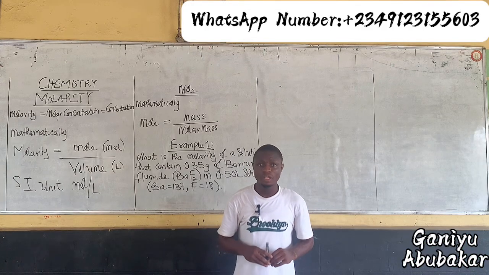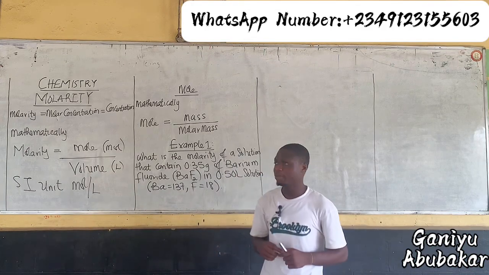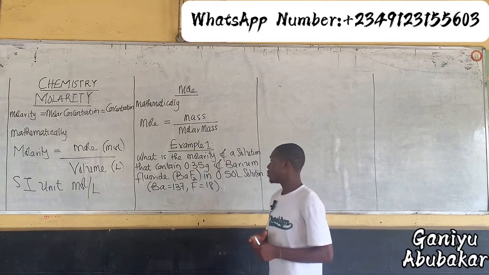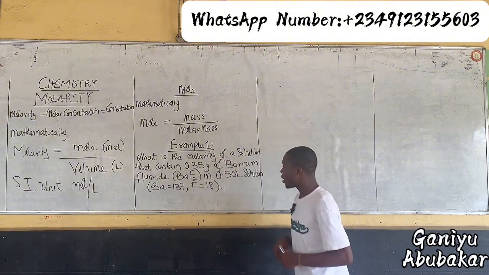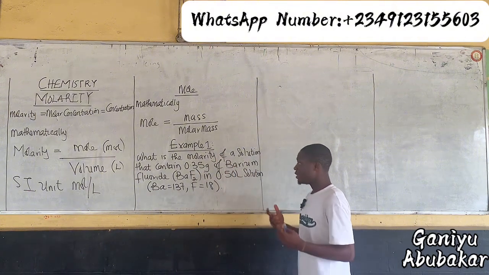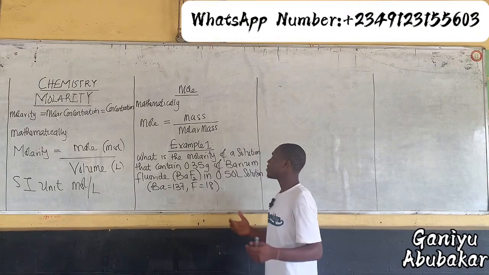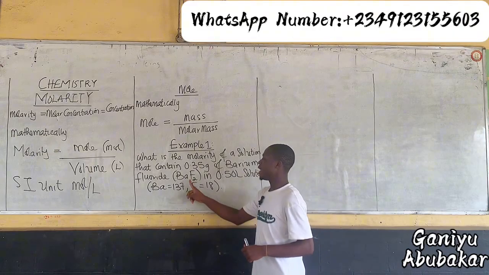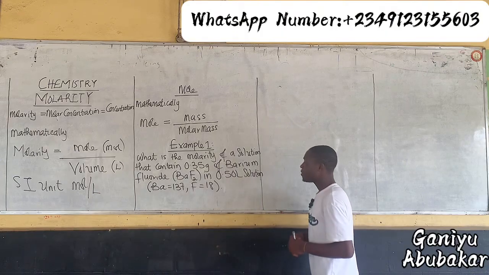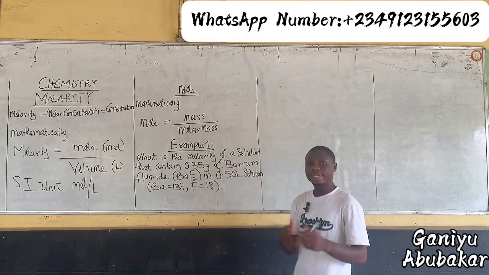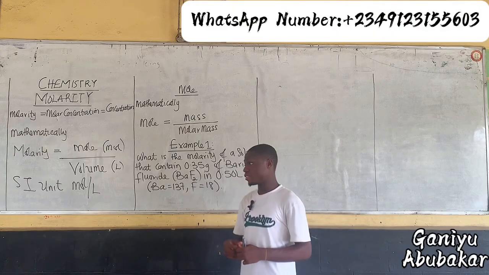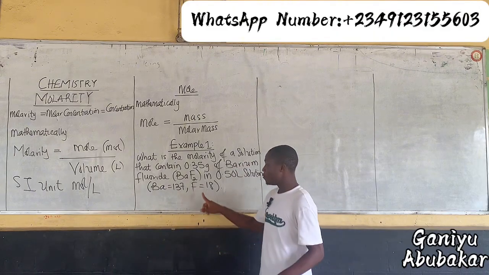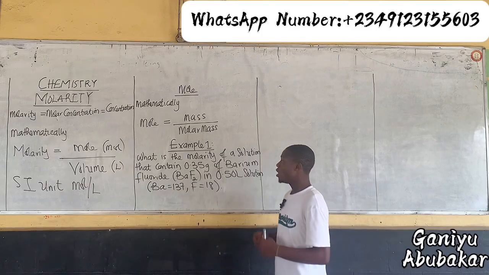Welcome back. So let's dive into solving problems involving molarity. So first, example 1 says, what is the molarity of a solution that contains 0.35 gram of beryllium fluoride, that is BaF2, in a 0.50 liter solution? Take the atomic mass of beryllium to be 137 and take the mass of fluorine to be 18. So let's get it done, please.